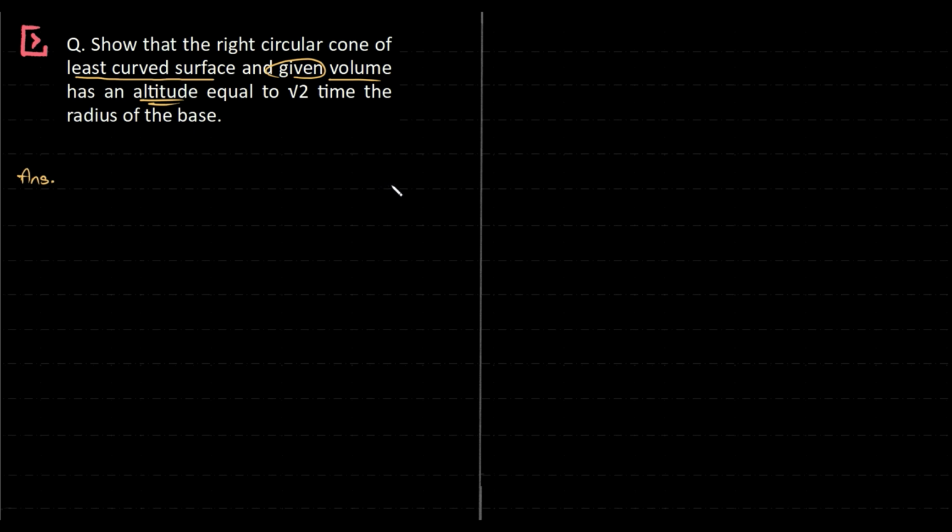So what is it that we are looking at? We're looking at a cone. So this is a cone. Now, what we have here is the radius r and the altitude h, and the slant height is L, and that's 90 degrees. So that's making it a right circular cone.